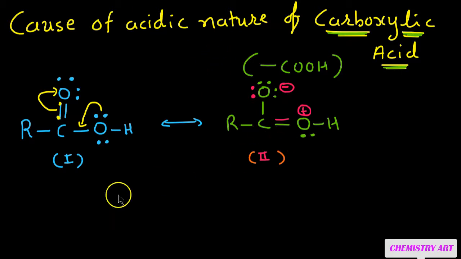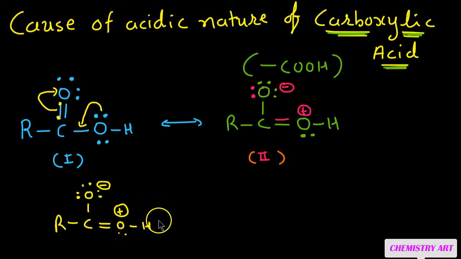The second structure I will draw here, and let me write R. This is C, single bonded oxygen. Here is the double bonded oxygen with hydrogen. Let me show one lone pair of electrons over here. The positive charge is there, and this oxygen has 3 lone pairs of electrons with a negative charge. Now this is the second structure.